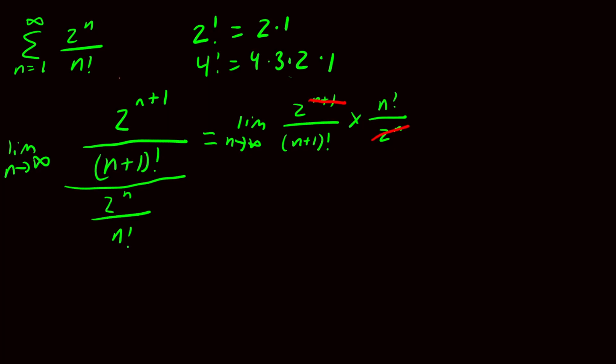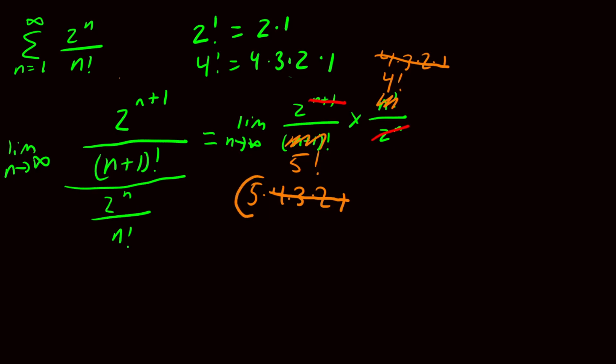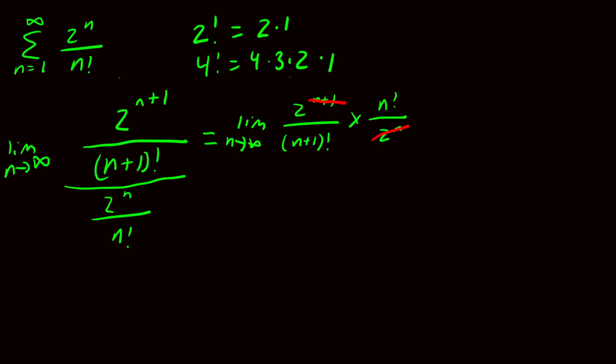Let's pretend that this n is a 4. So this would be 5 factorial, and this would be 4 factorial. Well, this is 5 times 4 times 3 times 2 times 1, and this is 4 times 3 times 2 times 1, these all cancel, and you're left with 5. And 5 was n plus 1. So that's kind of how I think about it. So let me just erase all this. So basically, we're going to be left with just n plus 1 in the denominator.